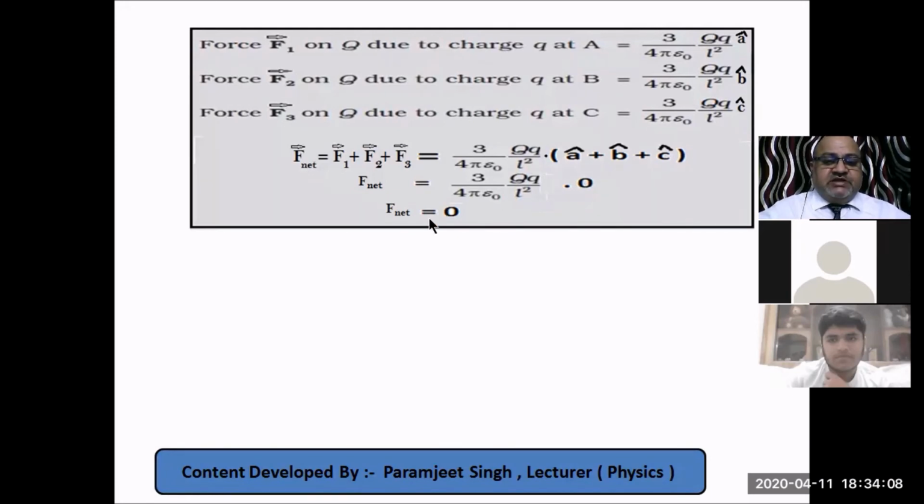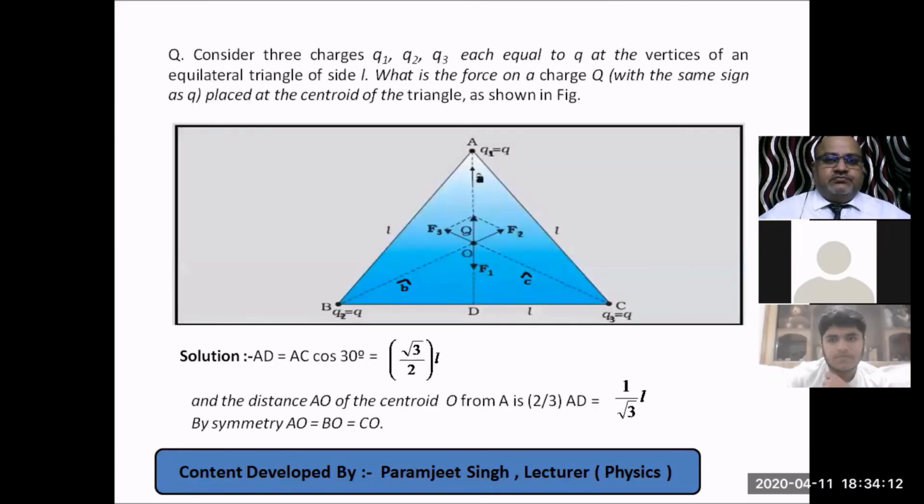So this is very interesting. The net force is 0. What does it mean? It means the resultant of F2 and F3 is equal and opposite to F1. So no force acts on the charge Q. Charge Q will not move anywhere in spite of experiencing three forces, because the net force is 0.